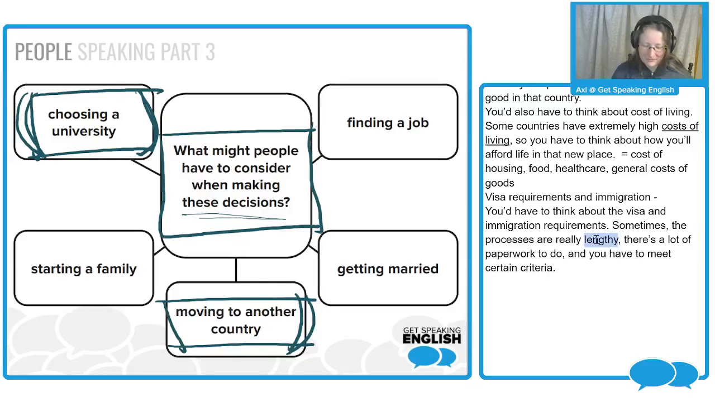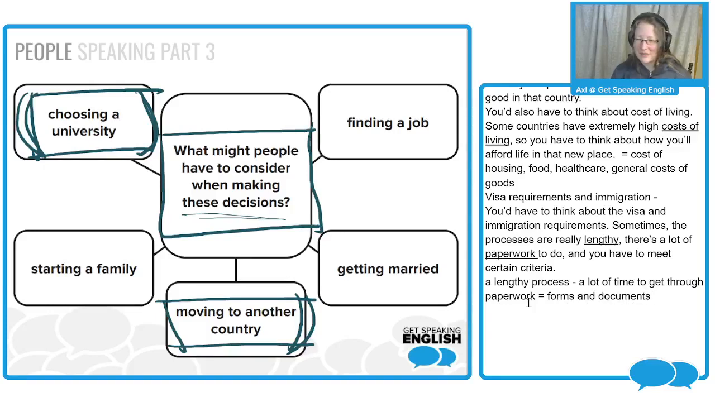If we talk about a lengthy process, that's a process that's going to take a lot of time to get through. And if we talk about paperwork, we're talking about forms, basically forms and official documents you have to fill out. And the criteria is basically, what are those check marks that you have to meet in order to get into a new place?